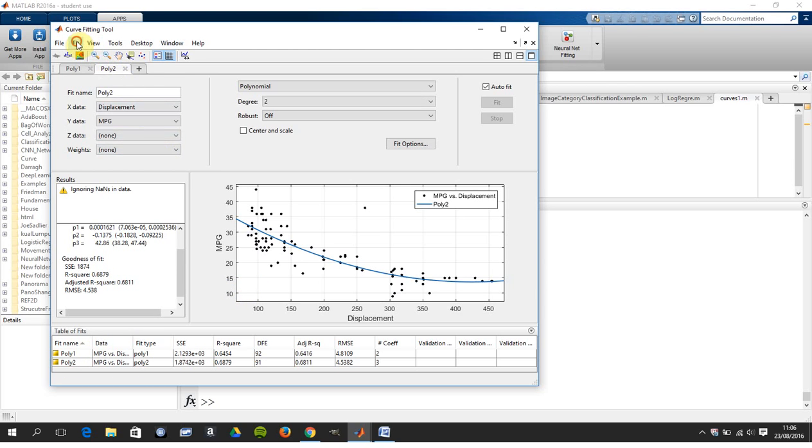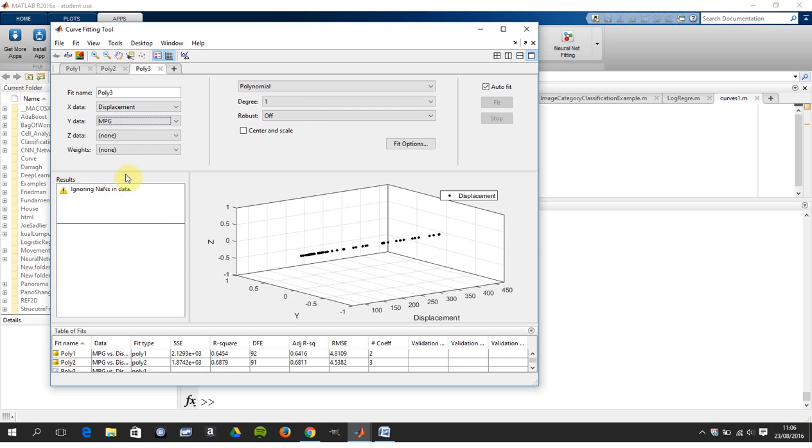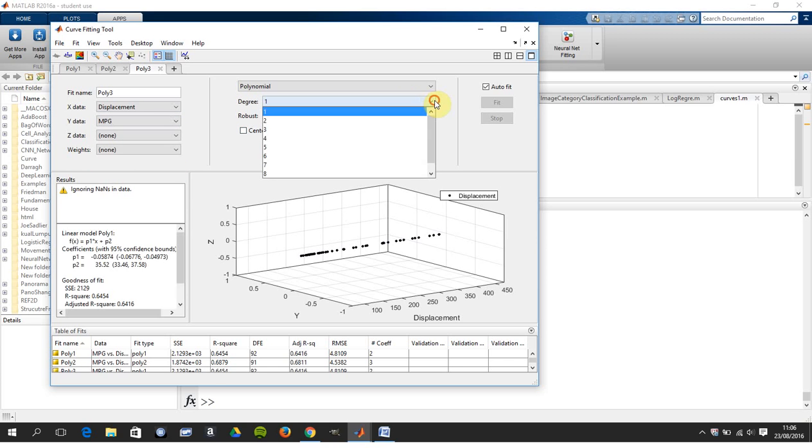We'll do one more fit. We're going to call this poly 3, a polynomial of degree 3. That's displacement. That is MPG. The degree is 3.